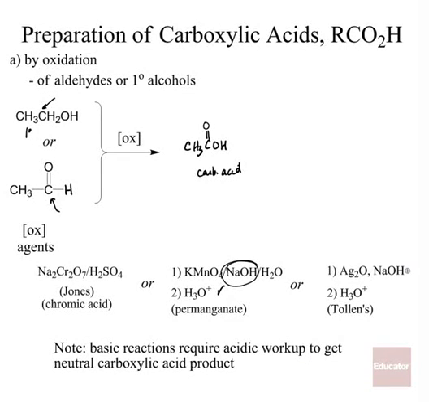Same thing for this oxidizing agent. This is known as Tollens reagent when you use silver oxide. It also requires base, so we have to do an H3O+ workup in this case. This is an interesting reaction because we use Ag+ to carry out the oxidation, and of course the oxidizing agent itself gets reduced when it takes the electrons, and so it goes from Ag+ to Ag0.